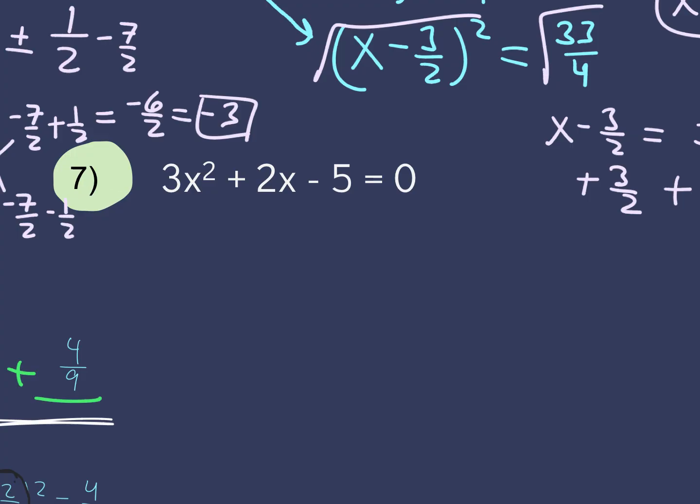All right, so same exact thing with this one. What's the first thing we do here? Good, divide by 3. All right, when you divide by 3, the 3 goes away in front, and then I get an x squared plus 2/3 x minus 5/3 equals 0 divided by 3 is 0. All right, what's the next thing we do? Good, right? I want to add the 5/3.